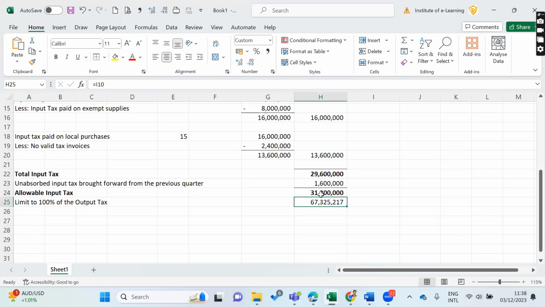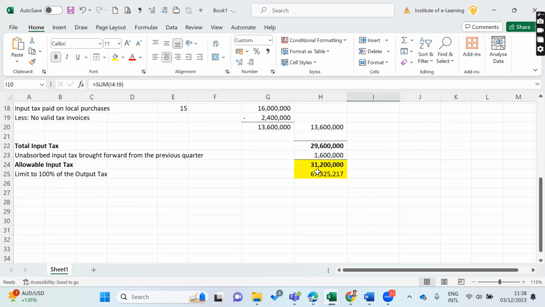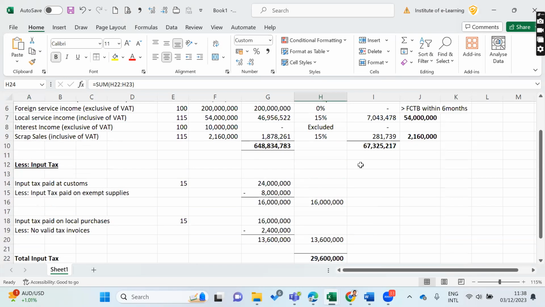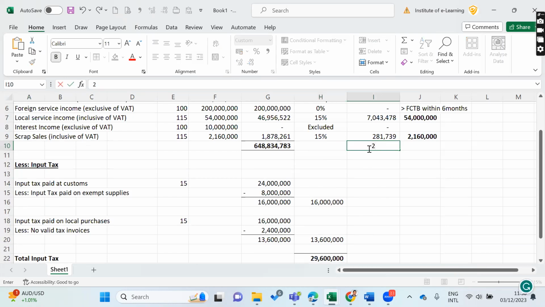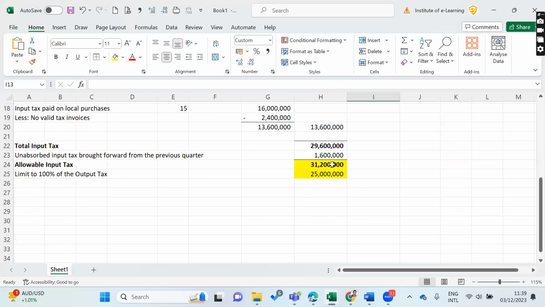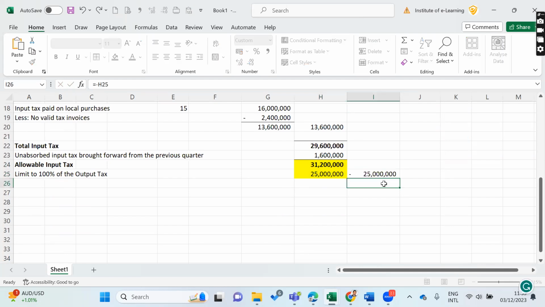You can't claim more than 67 million. But we have 31 anyway, so it's below 100% of the output. Output 67 million, and you have 31. Just assume that you have only 25 million, then you can claim only up to 25 million as input.